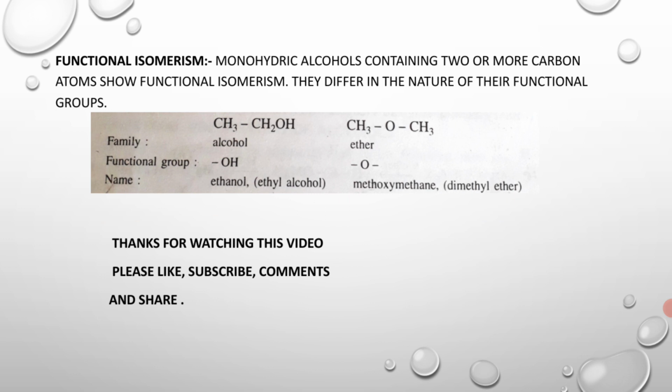As we visualize this picture, it is clarifying that one is ethanol, ethyl alcohol, C2H6O, and another is CH3OCH3, that is ether, and its name is methoxymethane or dimethyl ether, because two methyl groups are attached to O, that is the functional group of ether, and it gives methoxymethane or dimethyl ether.